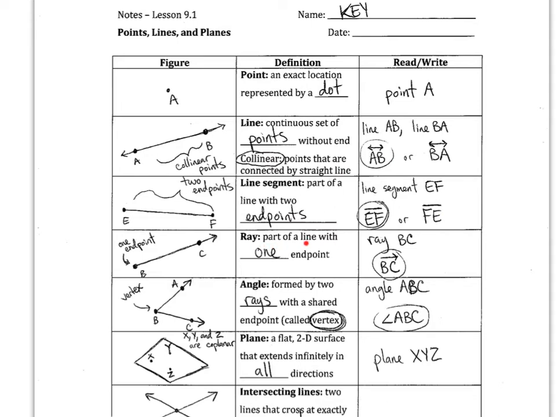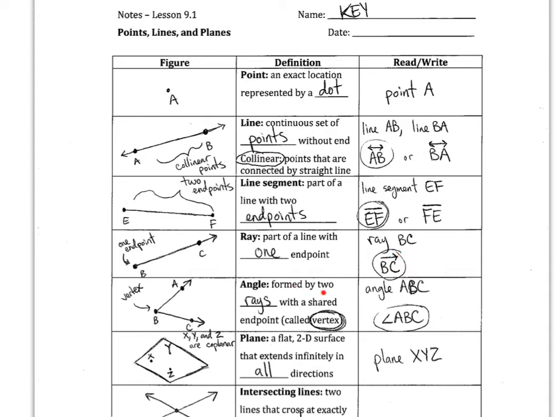A ray is part of a line with 1 endpoint. So over here, here's your endpoint, and then the other side is going to be an arrow. So you're going to have 2 points on this line, point B and C, and the way that you would read it and write it is ray BC or BC with the ray on top.